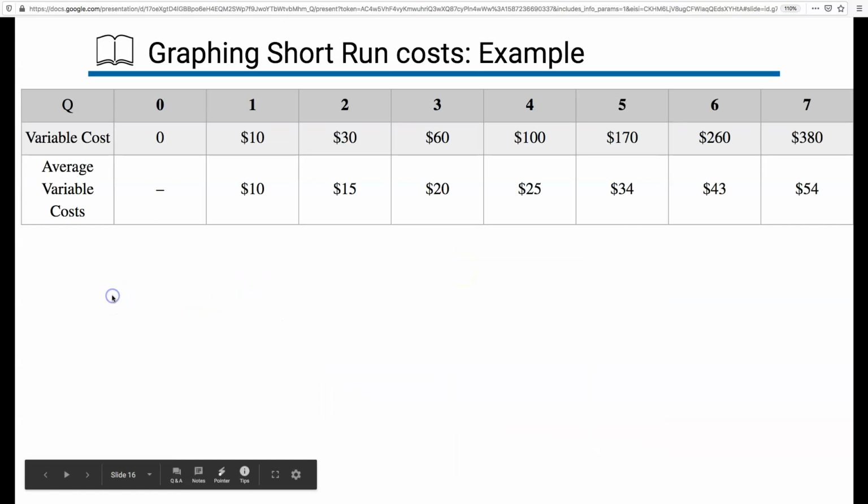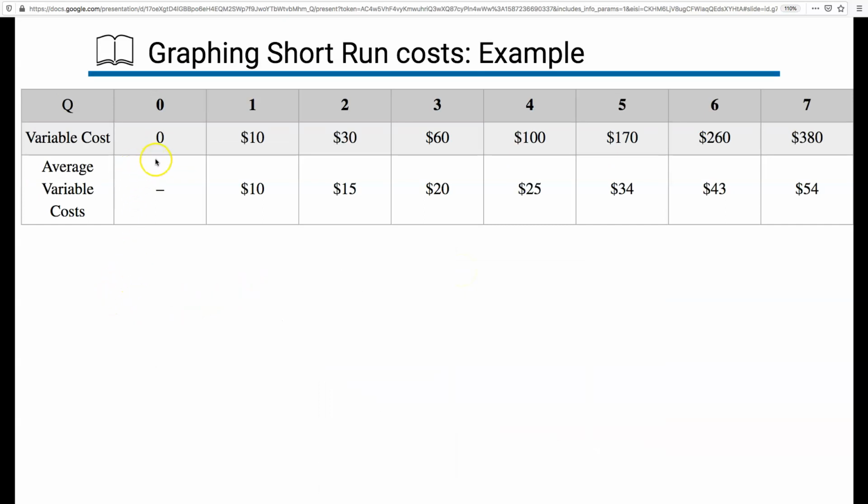What about variable costs? Well, variable costs are usually an increasing function of output. That means if you want to produce more, you need to hire more labor, and so your costs will be larger.